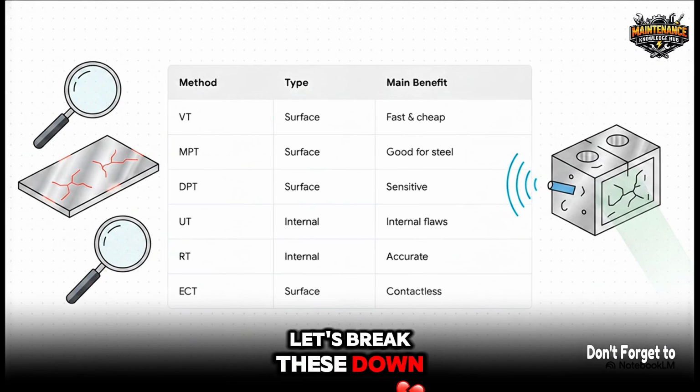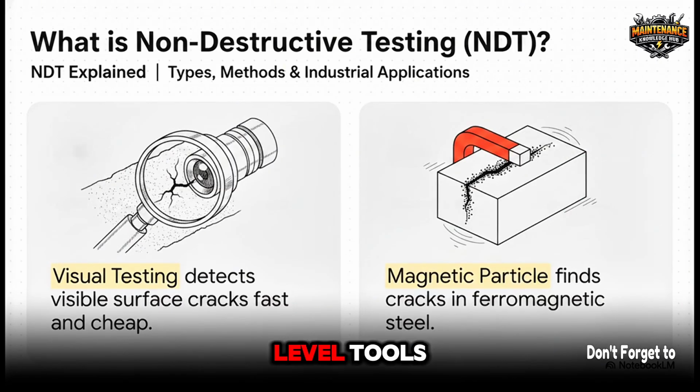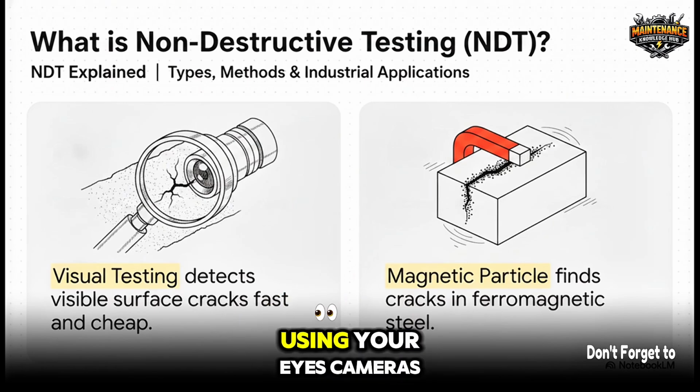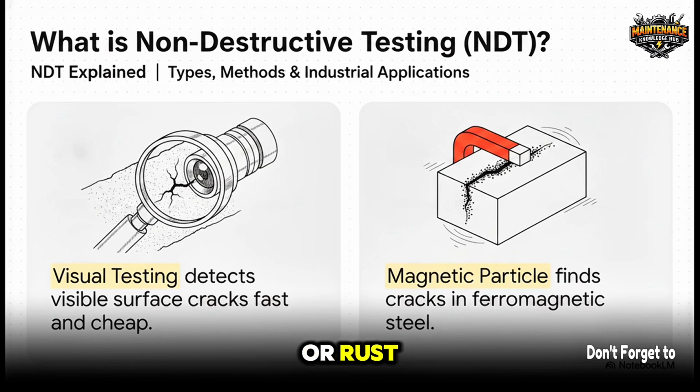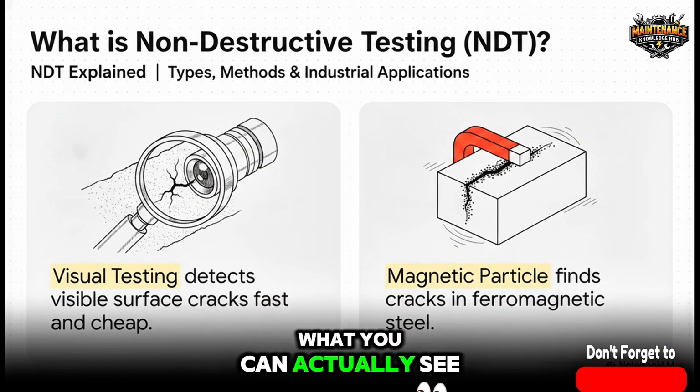Let's break these down. Starting off with our surface-level tools, we've got visual testing, or VT. It's exactly what it sounds like, using your eyes, cameras, or maybe a magnifying glass to spot cracks or rust. It's the fastest and cheapest route, but obviously you're naturally limited to what you can actually see.